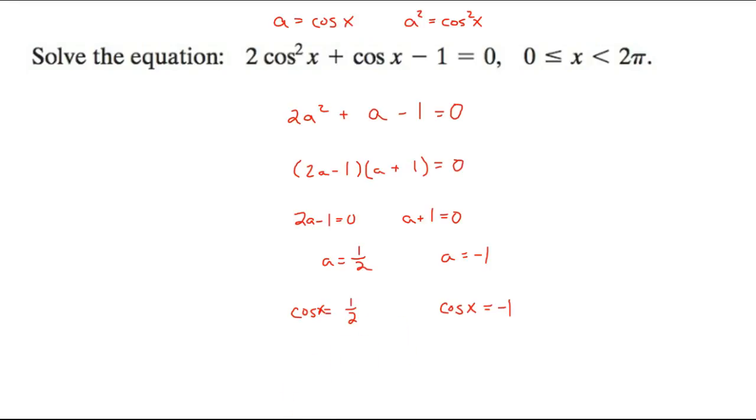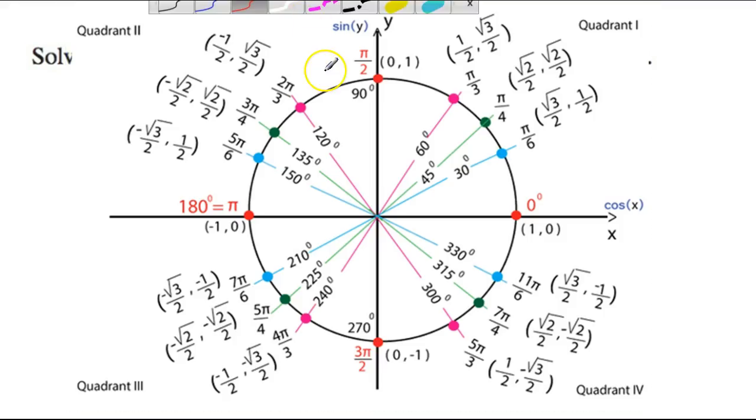So now again, I go back to my unit circle, and I say, alright, where is cosine equal to positive a half, and where is it equal to negative 1? So it's equal to a positive half. Remember, cosine is the x-coordinate. So the x-coordinate is positive a half on the right side of the y-axis, right here and right here. So that's where cosine is equal to a half, and where is it equal to negative 1? It's equal to negative 1 right here at pi.